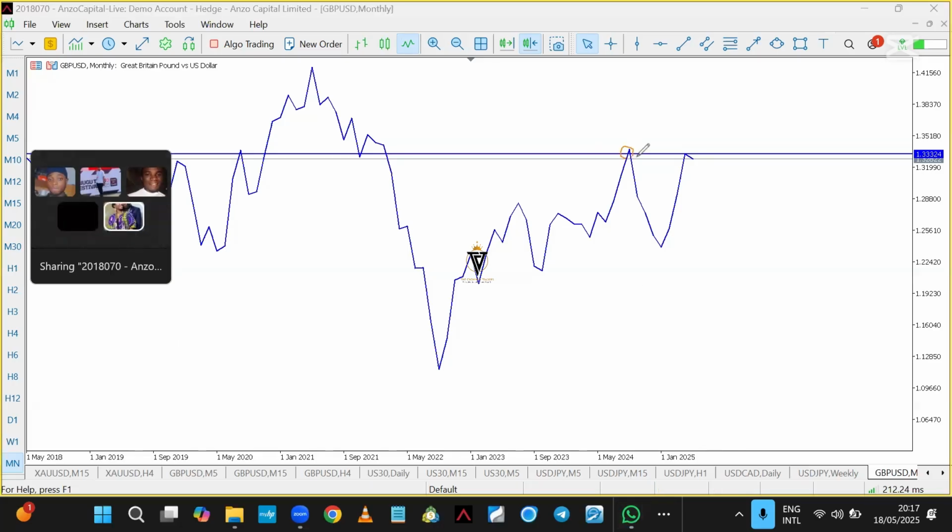I think by now you should be able to master this. I have 0.1 here. See, this one even touched more than once. I'm seeing 3 touches here. Are you seeing that? So I have 0.1 there.